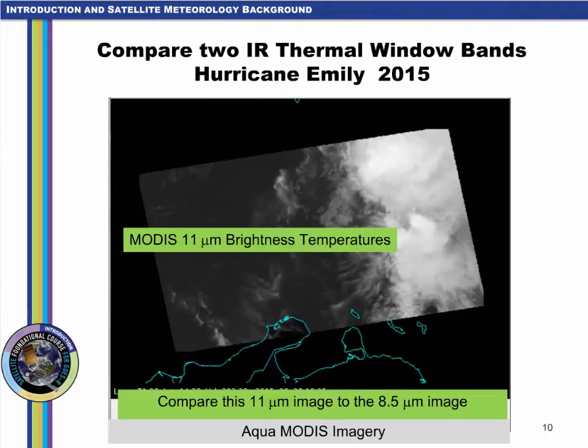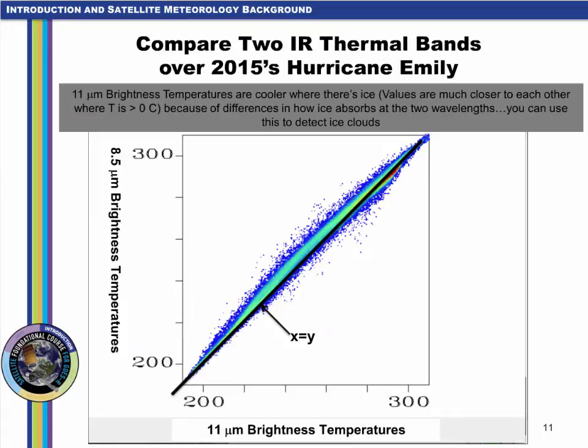This is an 11 micron view from Aqua MODIS over Hurricane Emily in the Northeast Caribbean Sea in 2015. If we compare the 11 micron scene to the 8.5 micron scene, recall that they're both window channels, what would you expect? Here's a scatter plot of 11 versus 8.5 micron brightness temperatures from the cirrus canopy. If you're above the line, 8.5 micron brightness temperatures are warmer than 11 micron. If you're below the line, 8.5 is colder. There's a big region where the 8.5 micron window channel is much warmer than the 11 micron window channel.